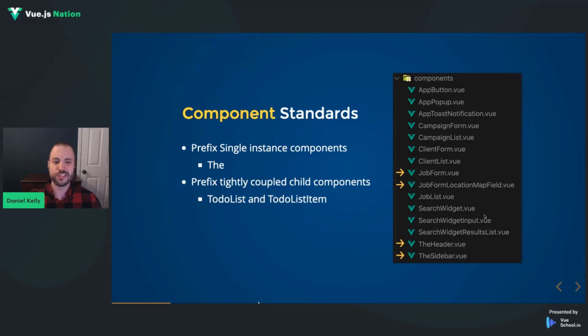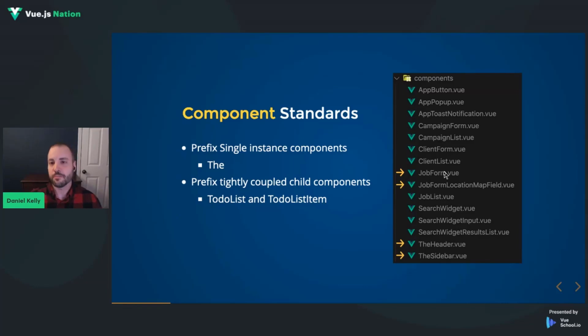It also suggests that you prefix your tightly coupled child components with the name of the parent component. So for instance, if you had a to-do list item and that item only ever appeared inside of a to-do list component, then yeah, prefix it with to-do list, okay? And then the same thing over here on the right-hand side. If I had a location map field, like this is a special kind of form input for a specific form, then prefix it with the name of the component that the form is, okay?